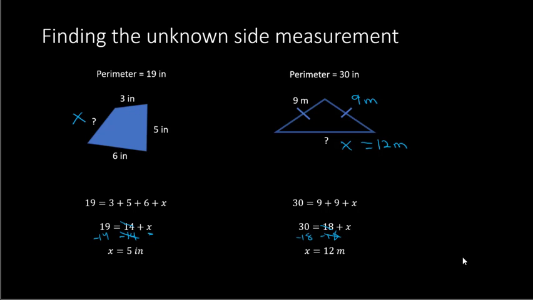So in this lesson, we have learned how to calculate the perimeter for any polygon in general, and we've learned how to find it more specifically with regular polygons, and then also with rectangles. And then to finish off, we learned how to find the unknown side measurement given the perimeter.